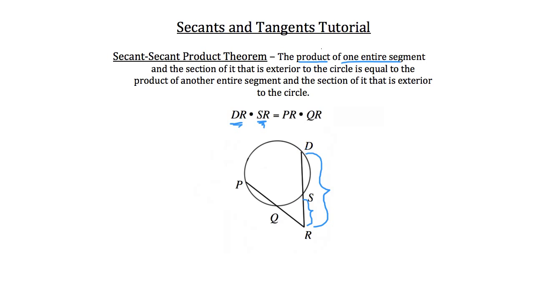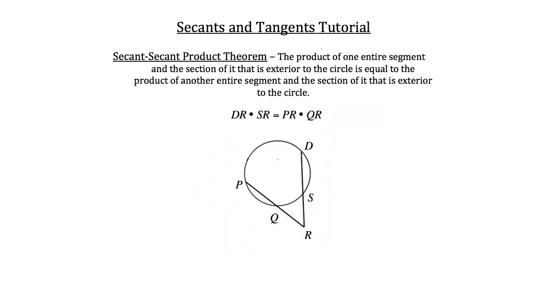So the product of that whole segment, DR, and the piece of it that is exterior to the circle, which is SR, is going to be equal to the product of another entire segment. So product, again, multiplication, another entire segment. So in this case, it's going to be this segment, since that's the only one in the problem other than the first one. So that entire segment and the section of that that is exterior to the circle. And the part of that that's exterior to the circle is going to be this part here, which is QR. So if you multiply the entire segment DR times its exterior piece SR, that should be equal to PR times its exterior segment QR.